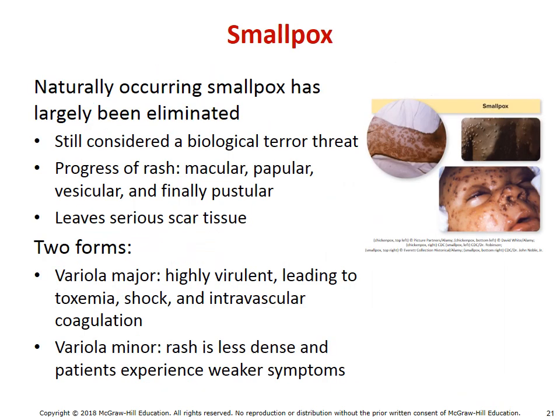Smallpox is the next pox virus that we need to discuss. Smallpox actually is not really found in nature anymore because in the past it was super dangerous. And there were two forms, variola major and variola minor. Major was clearly the more dangerous one, hence the name major. It was very virulent, led to toxemia, shock, and potentially death, but also was known for causing intravascular coagulation. As a result, we were really focused on trying to eliminate this threat.